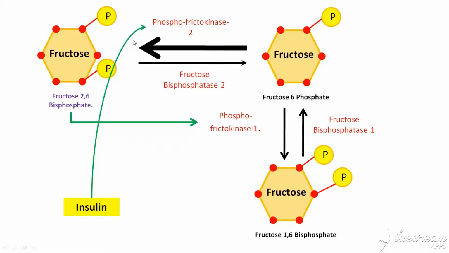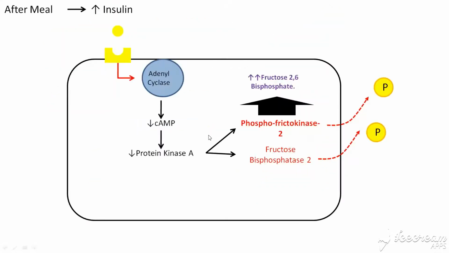Induction of this enzyme is going to lead to an increase in the levels of fructose 2,6-bisphosphate. Fructose 2,6-bisphosphate is then going to induce the enzyme phosphofructokinase 1, and this is going to promote the process of glycolysis.